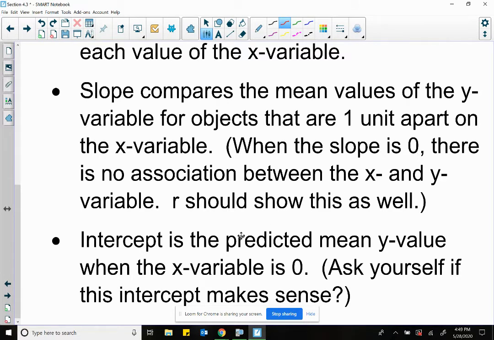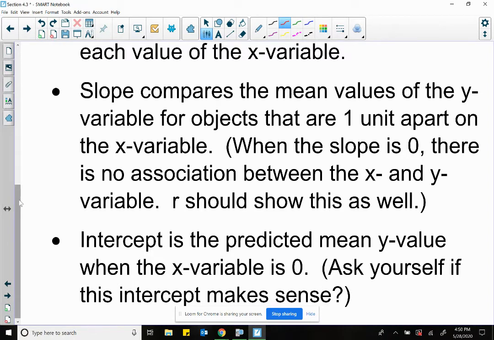All right. And last but not least, the intercept is the predicted mean y value when x is 0. Okay? So when x is 0, this is going to be the mean y value of the data when x is 0. Whenever you're dealing with the intercept, you should always ask yourself if it makes sense. Okay? Because some intercepts just don't make any sense when it comes to the regression model. All right? Again, I will have a problem that helps explain this a little bit more.